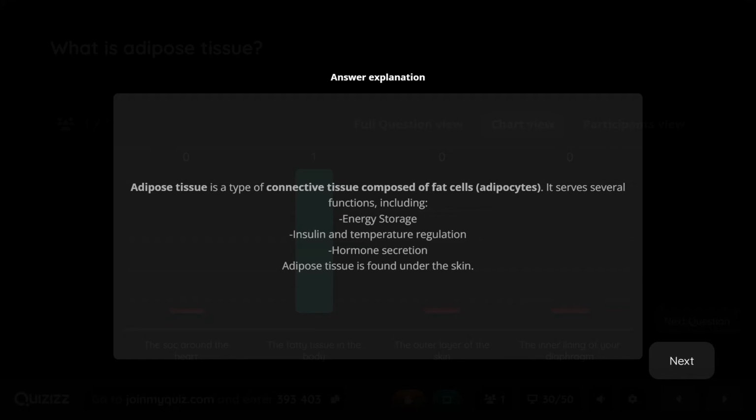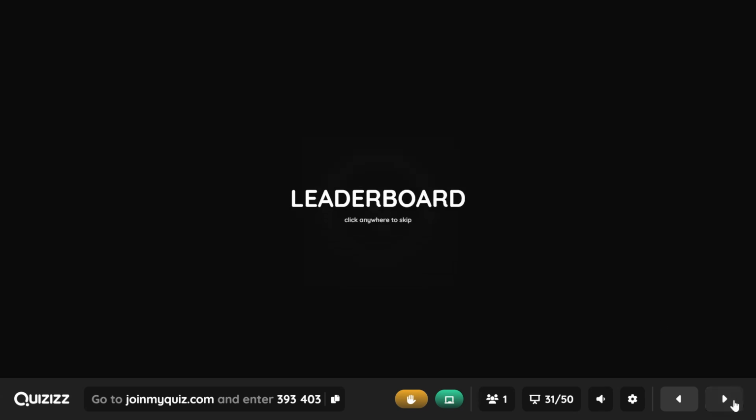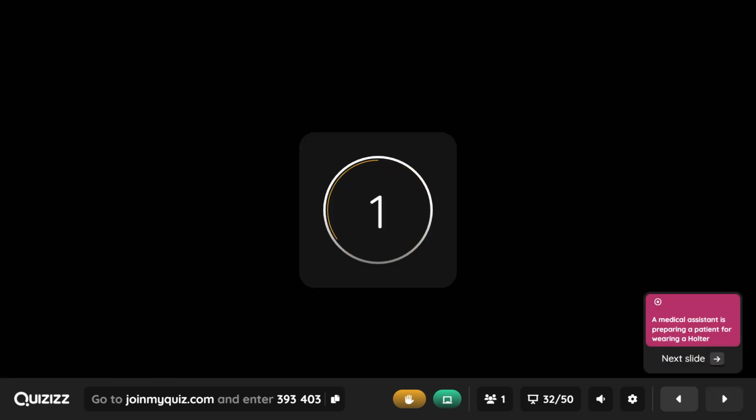And when we're referencing injections, if you are giving an injection, the sub-Q route, a subcutaneous injection, you're going into the third layer of the skin. You're going into the fatty layer. This is where that adipose tissue is located. All right, next question.